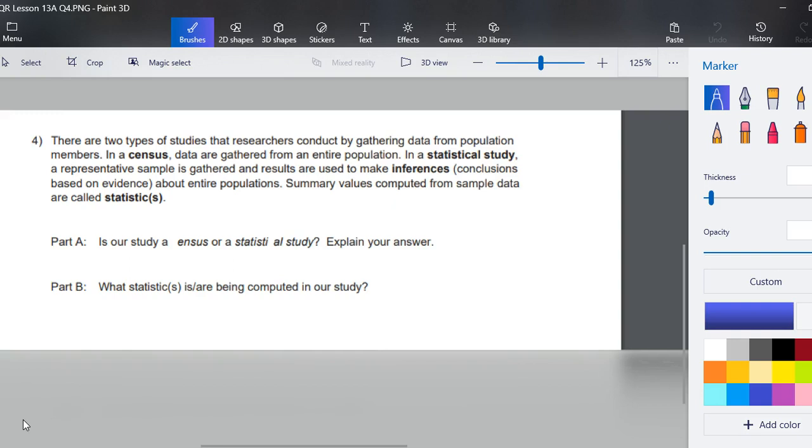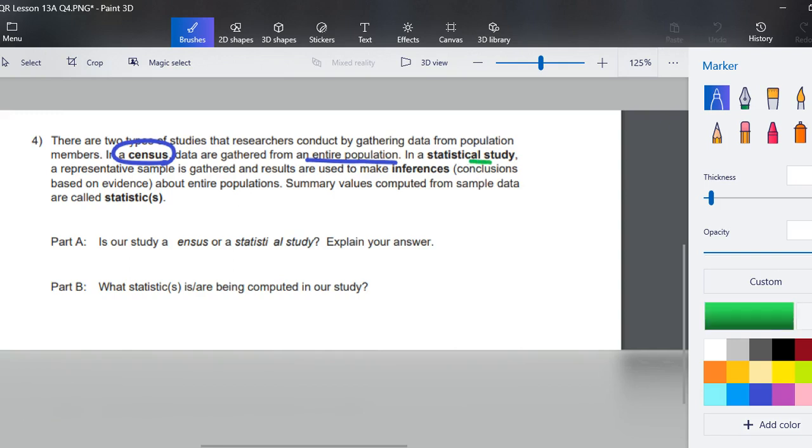For question 4, there are 2 types of studies that researchers conduct by gathering data from population members. In a census, data are gathered from the entire population. And remember, when you write these words in your glossary or flashcards, write words that help you to remember the details or things that make sense to you. Like every 10 years, we do a census in the United States. And that census is an attempt to gather information from the entire population.